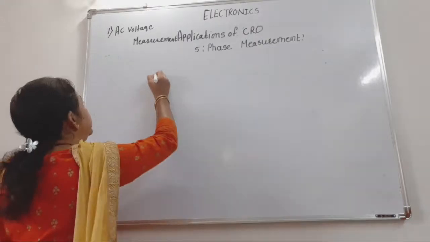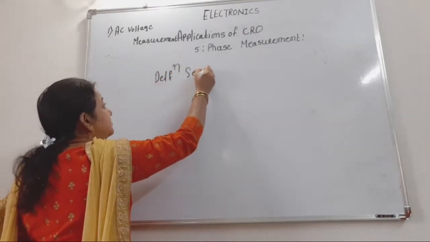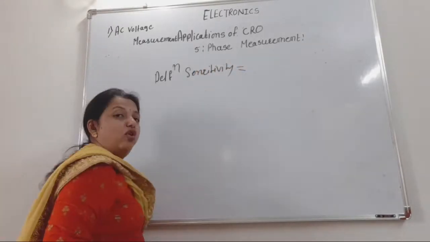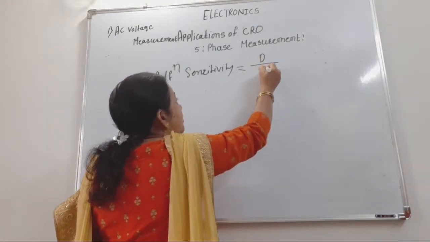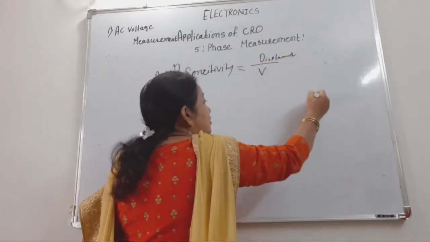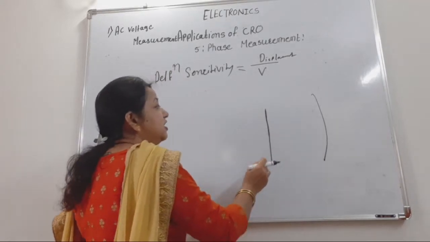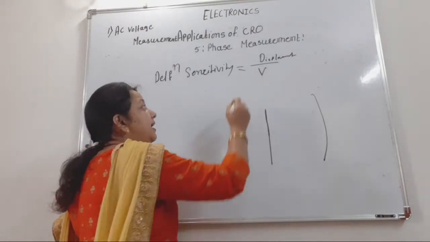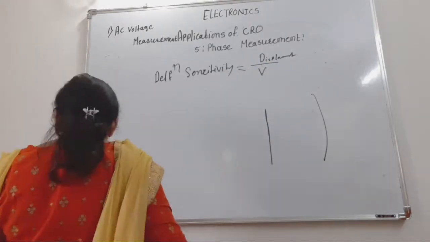Deflection sensitivity. What is the formula for deflection sensitivity? The displacement upon applied voltage. Displacement on the fluorescent screen: the spot moves either in an upward or downward direction. The total movement of the electron beam is termed the displacement. So displacement upon applied voltage is the formula for deflection sensitivity.